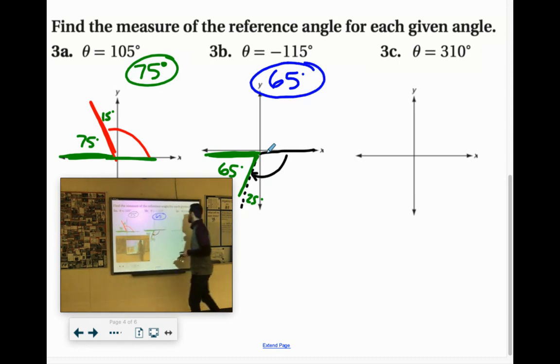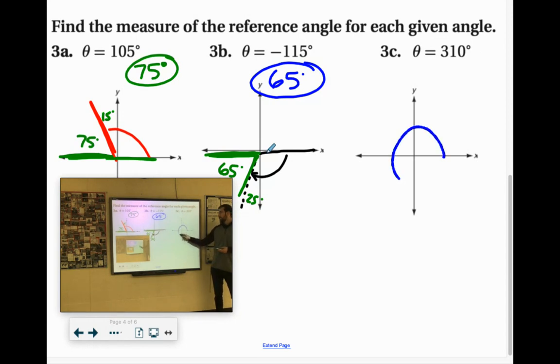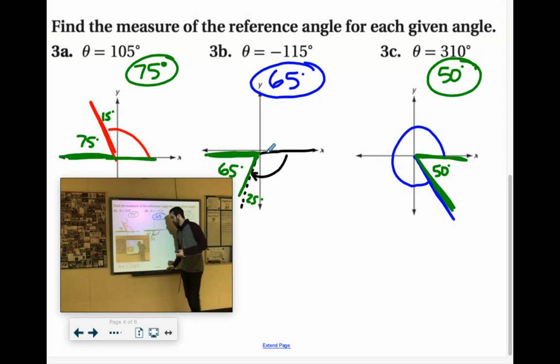And the last one, 310 degrees, would be almost a full circle. So 270, and we need 40 more. Now, if the full circle is 360, and we've gone 310 of it, that means the only sliver left here is 50 degrees. That would be our reference angle.